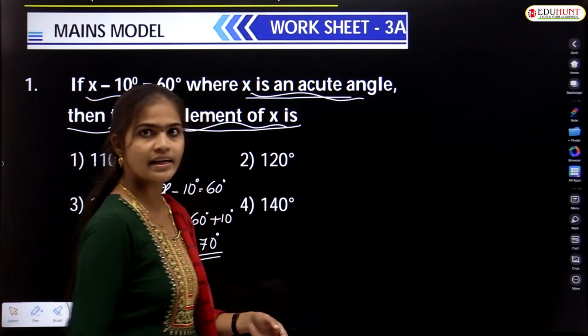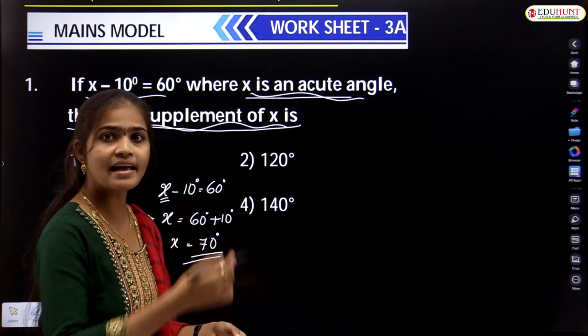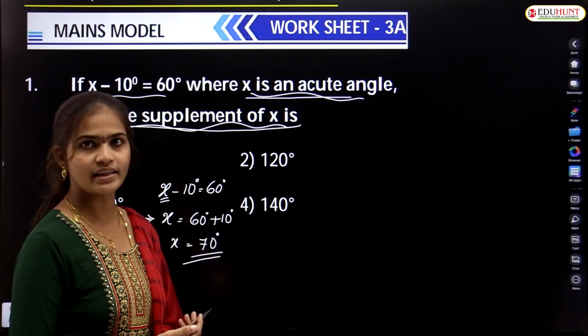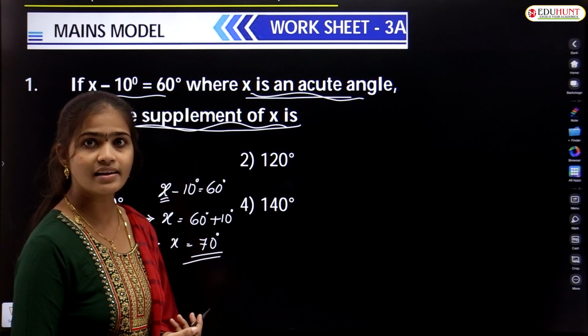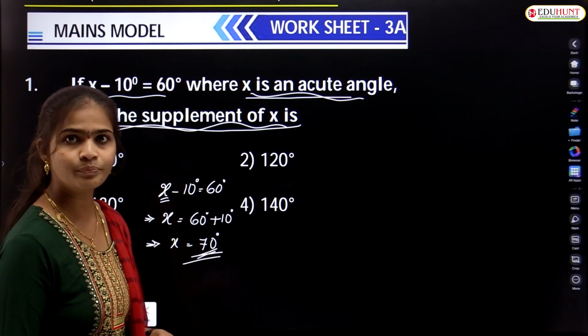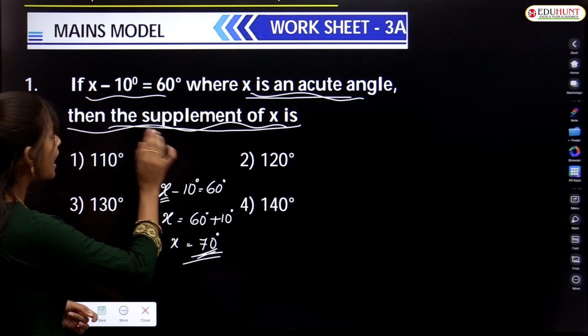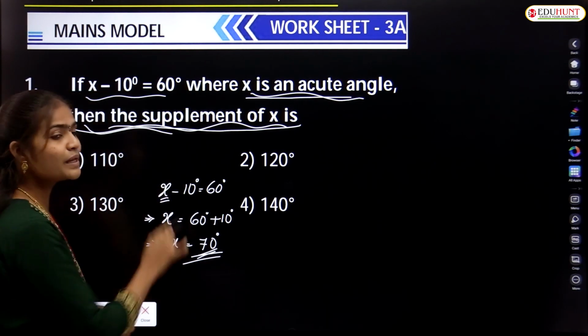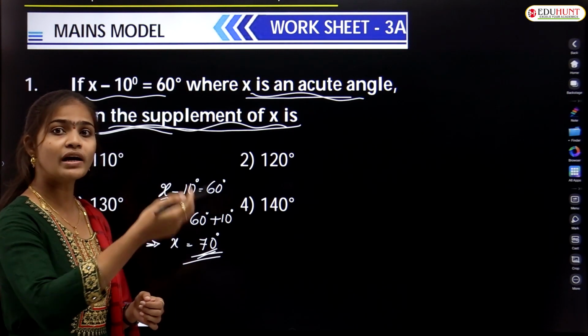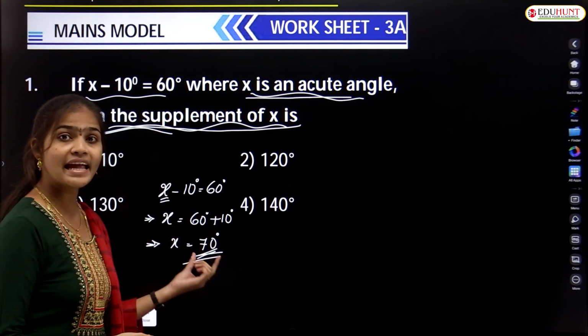That's what they are saying: x is an acute angle. We know that an acute angle means an angle which is less than 90 degrees and greater than 0 degrees. So here 70 degrees is an acute angle only, yes. Now what they are asking is the supplement of x. Now we got the value of x, so we need to find the supplement of x.